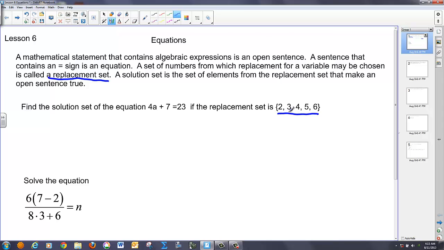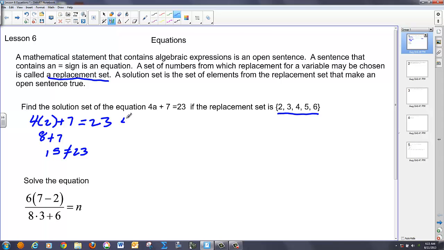What we're going to do is substitute each one of those numbers, 2, 3, 4, 5, and 6, in for A in this equation and see which one makes a true statement. So let's go ahead and do that. If I take 4 times 2 plus 7, we want that to equal 23. So this is 8 plus 7, which we know is 15, which does not equal 23.